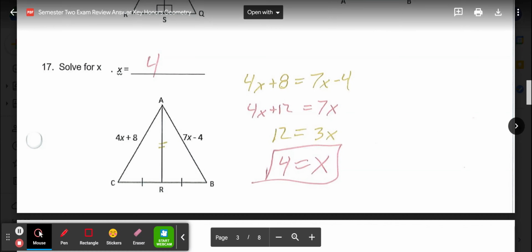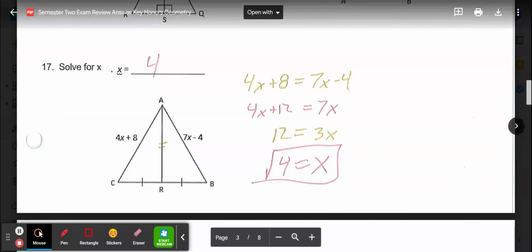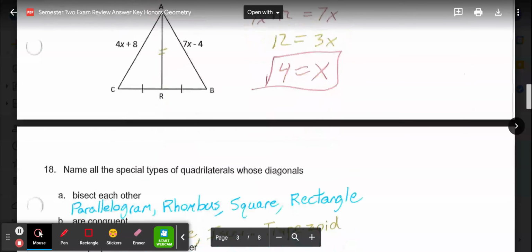17. We know in this case that we have congruent triangles, and we know the opposite sides are congruent, so 4x plus 8 equals 7x minus 4. Solve for x. x is 4. You can see the work right there.